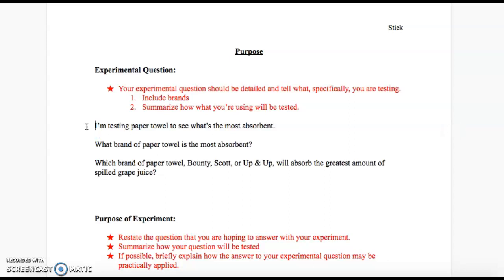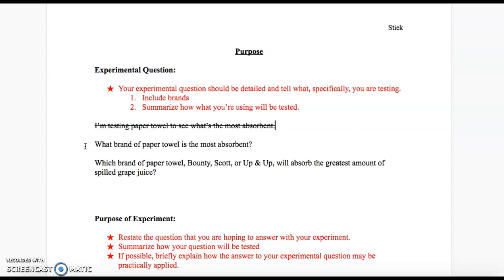We want to avoid using I in our logbooks, period. We don't use I in good scientific writing. So anytime that you are tempted to put yourself into your document, take a step back and think strong voice. Make it a strong statement. Not I'm testing paper towel, but this experiment tests paper towel. It gives you a level of authority when you take that letter I out. So this first sentence is definitely not the way that we want to go. We use the letter I, it's not actually a question, and it's not super detailed.